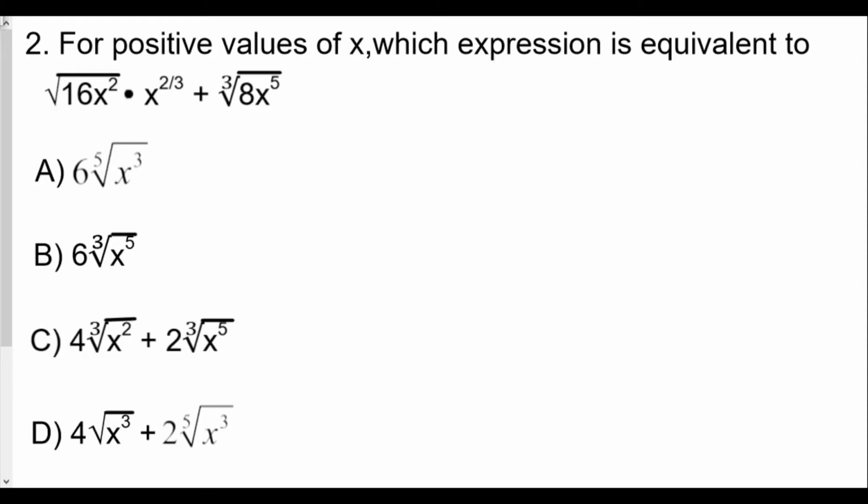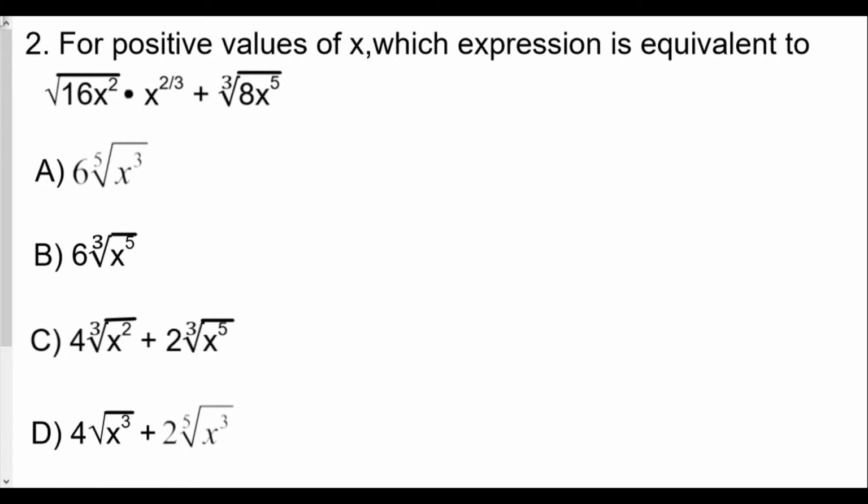There's a topic here that talks about being able to convert radicals, simplified radicals, and being able to change them into exponentials and exponentials to radicals. So let's take a look at each one. This question says, for positive values of x, which expression is equivalent to the square root of 16x squared times x to 2/3 plus the cube root of 8x to the 5th power?